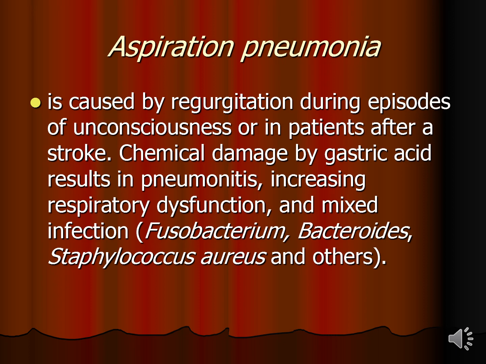Aspiration pneumonia is caused by regurgitation during episodes of unconsciousness or in patients after stroke, for example. Chemical damage by gastric acid results in pneumonitis, increasing respiratory dysfunction, and mixed superimposed infection with various bacteria, Staphylococcus aureus, and others.